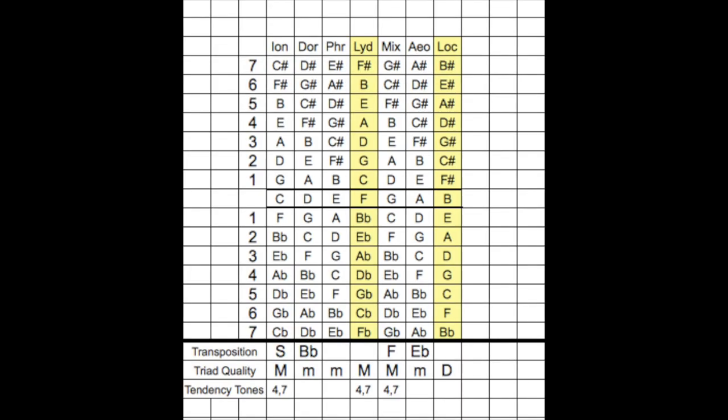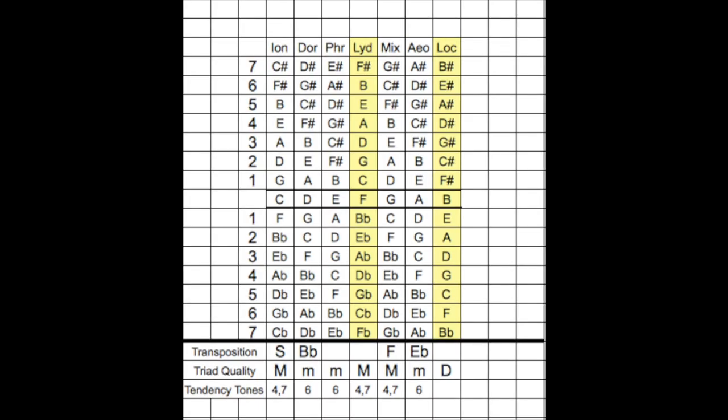An easy way to remember the tendency tones in minor modes starts with a short music history lesson. In the early beginnings of church music, it was thought that the minor modes were evil. So in the tendency tones row, underneath each minor mode column, write 6 or 666.